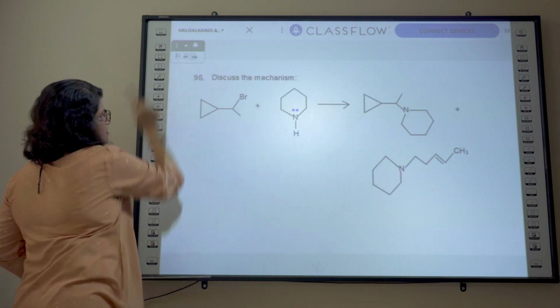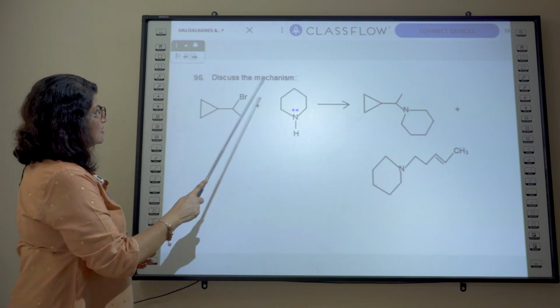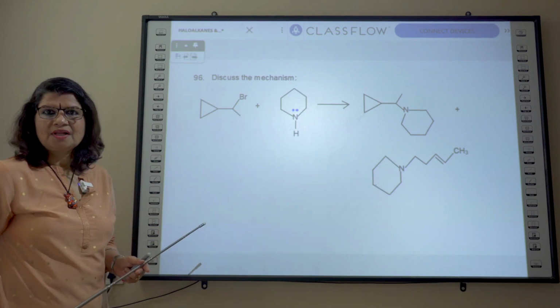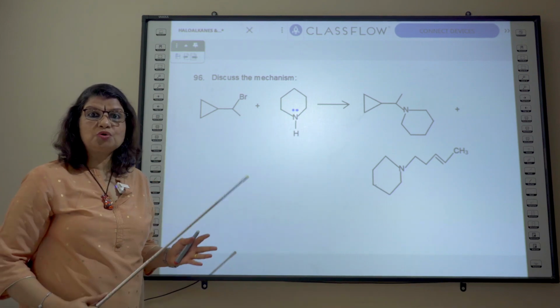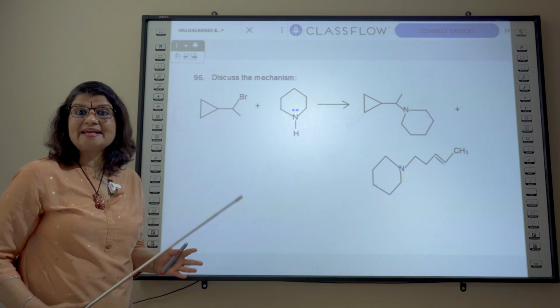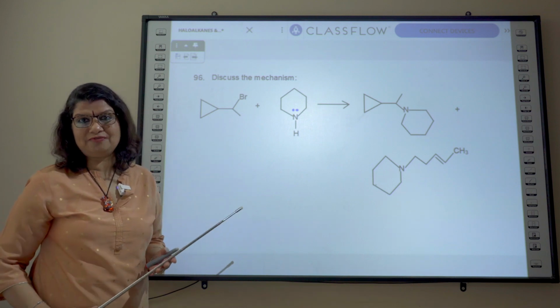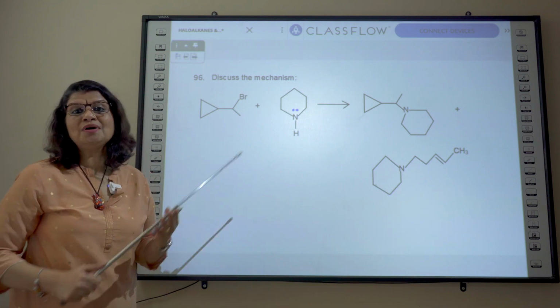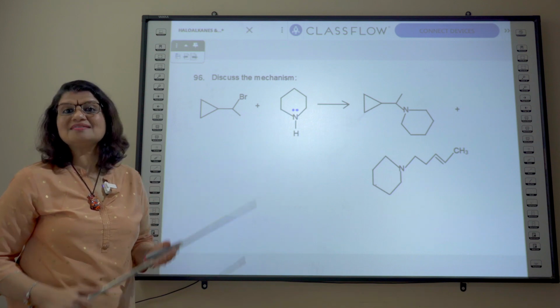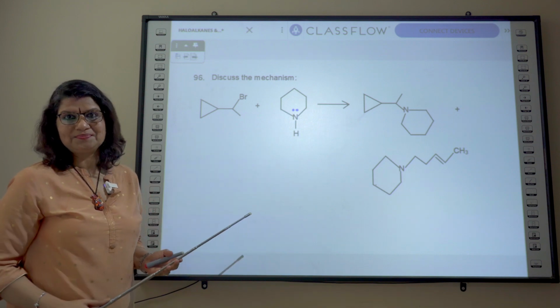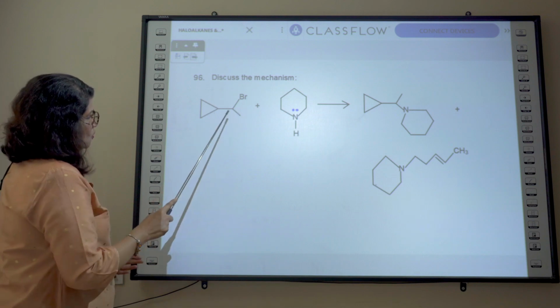So here we have the first question. Discuss the mechanism. These kinds of questions will help you to get a better understanding and comprehension of the concepts that you have learnt, which will help you to answer multiple choice questions in a much easier manner. Alright? So this is the start.